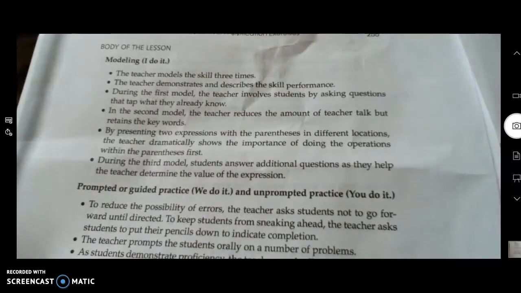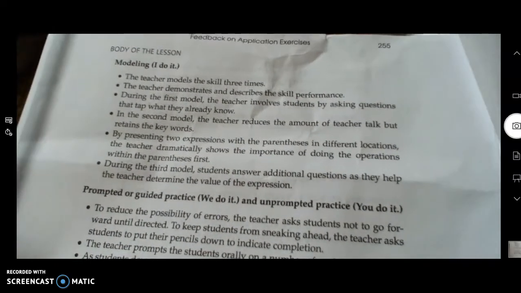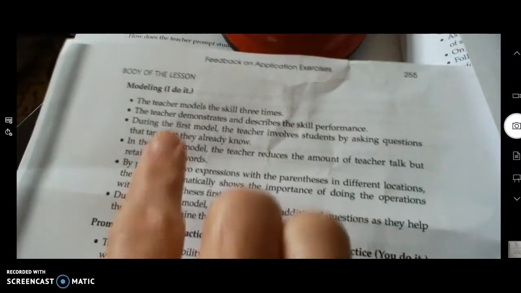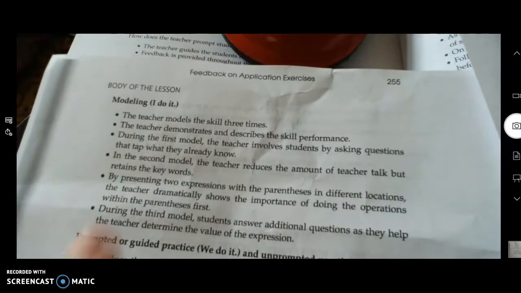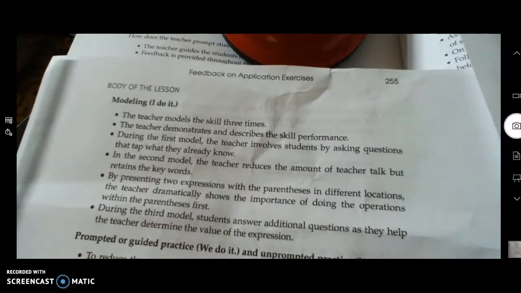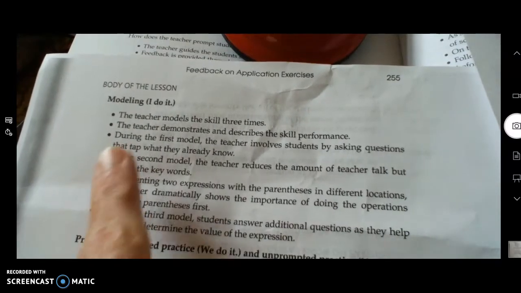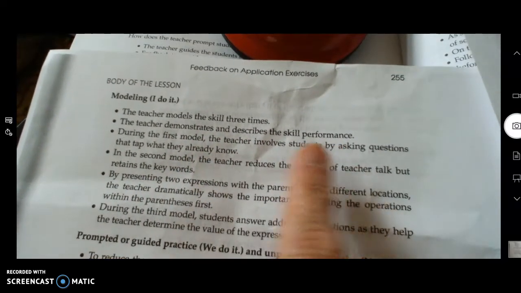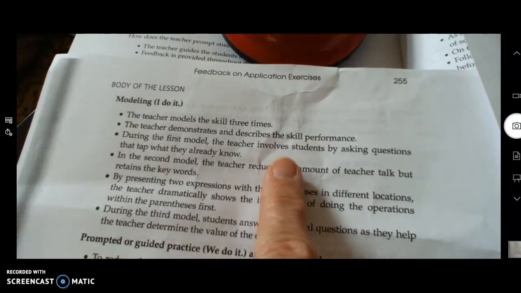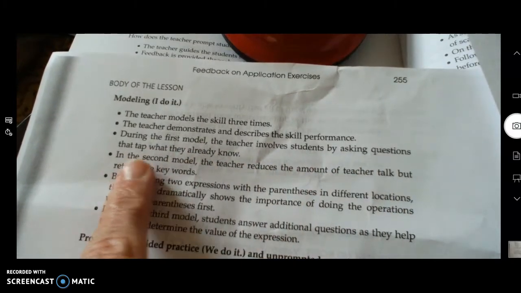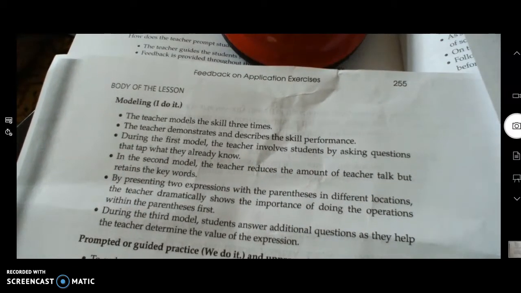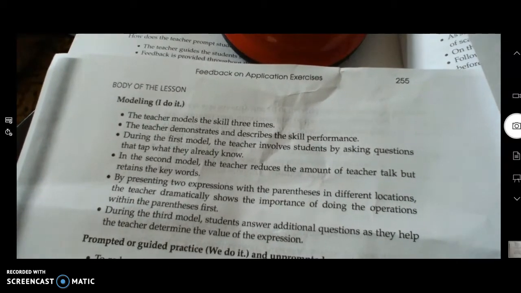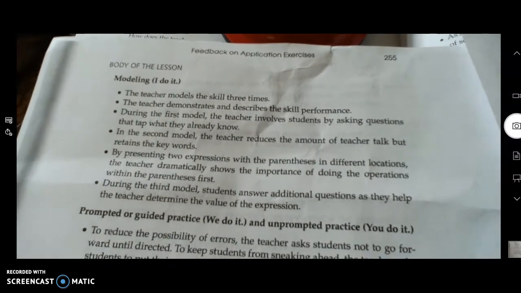So sorry about that. Okay, so then we get into the modeling of the lesson, the I do, right? Watch me. So the teacher models the skill 3 times, right? Watch me, watch me, watch me. He or she demonstrates and describes the skill performance. During the first model, the teacher involves students by asking questions that tap into what they already know. So again, using that prior knowledge, using what they already know to get them prepared and ready for this new lesson.